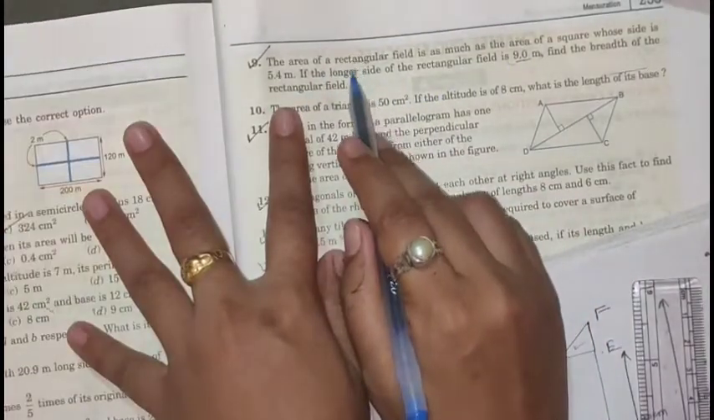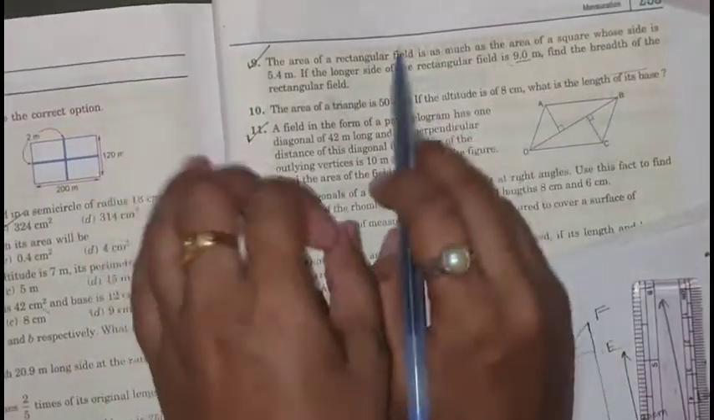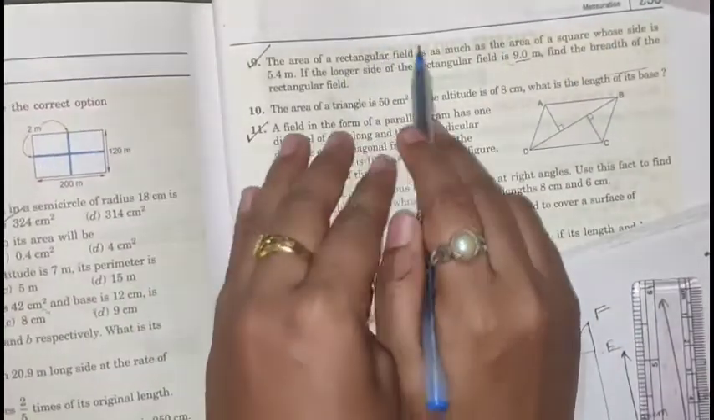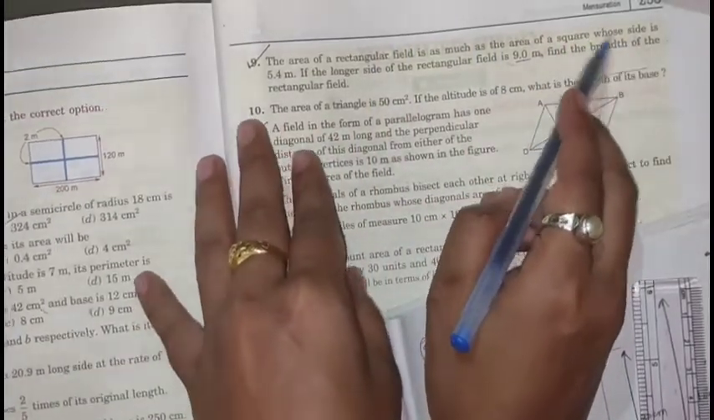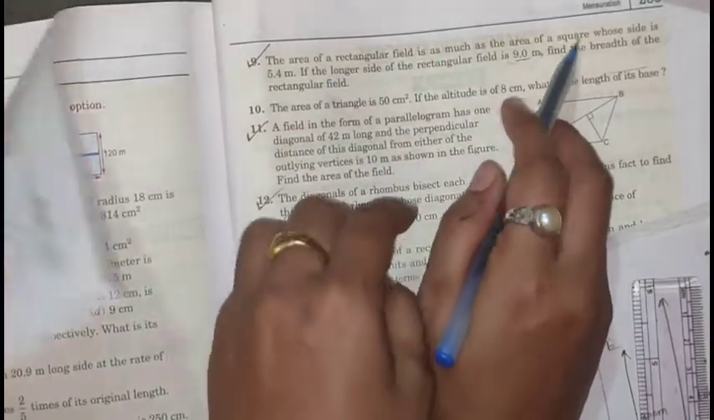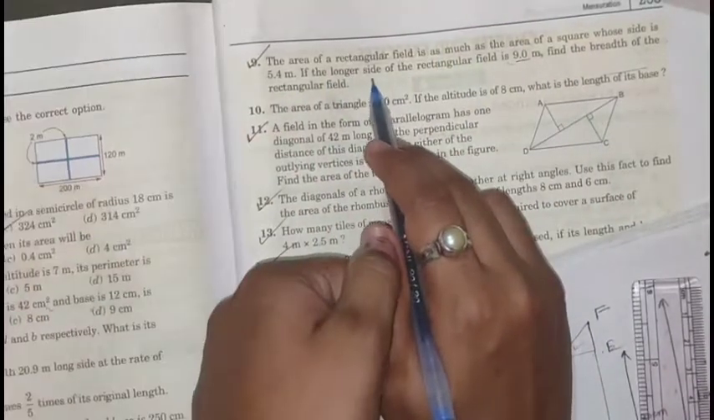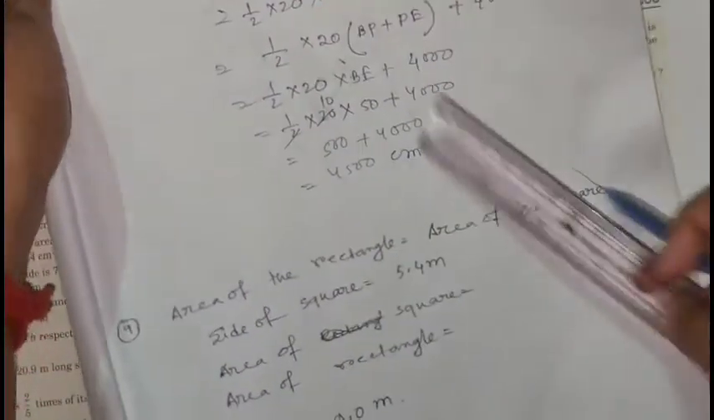So here the area of the rectangular field and the area of the square field is same. Here it is given the side of the square. So if you can find the area of the square, you can find the area of the rectangular field, and when area and length are given, then you can find the breadth. Okay, so let us solve this problem.